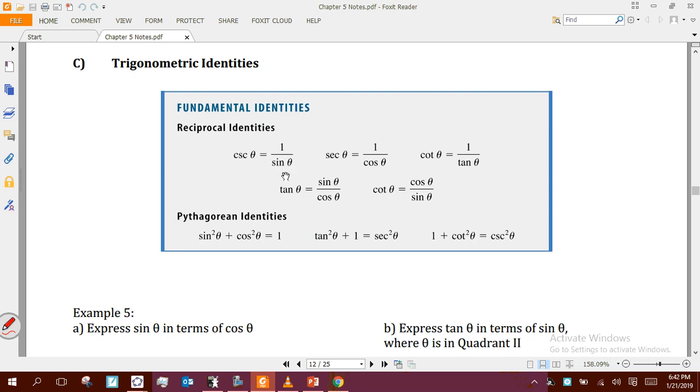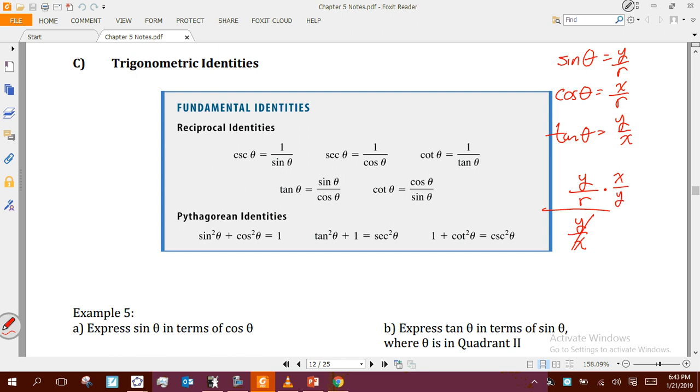Because if you think about it, let's just work things through real quick. Sine of theta was y over r. Cosine of theta was x over r. And tangent of theta became y over x. Well, if I take y over r divided by y over x, y divided by r divided by y divided by x, if I multiply by this reciprocal, I get x over y.